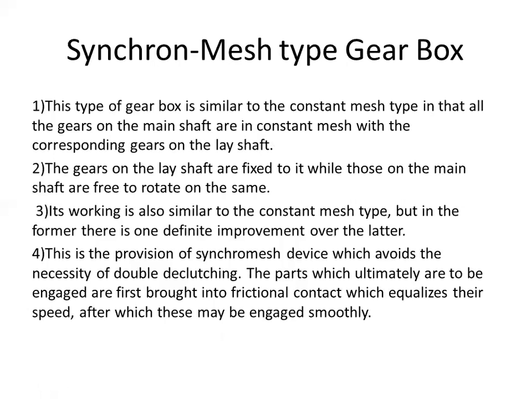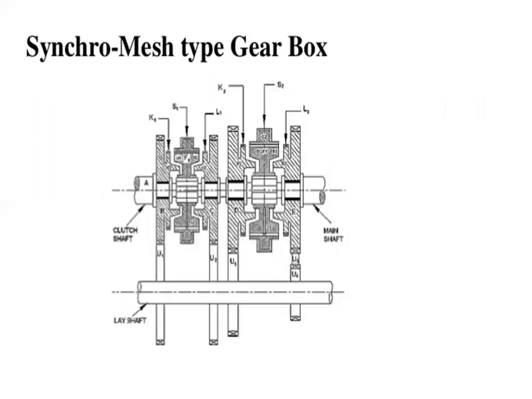This is the provision of the synchromesh device, which avoids the necessity of double declutching. The parts which ultimately are to be engaged are first brought into frictional contact, which equalizes their speed, after which they may be engaged smoothly. This is the construction of the synchronous gearbox. This is the diagram of the synchronous gearbox.